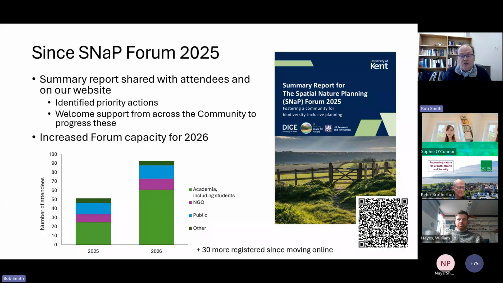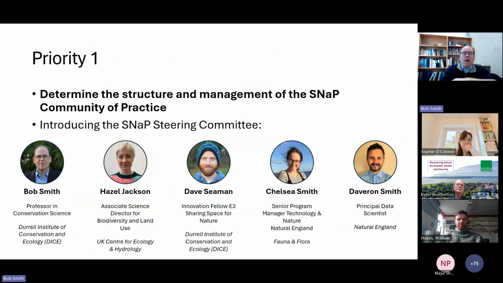You can see there's still a strong academic focus, and we're really keen to involve the wider community as well. But it's brilliant that we have got people from the NGO sector, public sector, and private sector also involved, because that's going to be key to really getting change and making sure that this community helps support change. In terms of the priorities that came out of the meeting last year, the first one was to come up with a steering committee, who are shown there. This is the group that are helping guide what we're doing going forward.